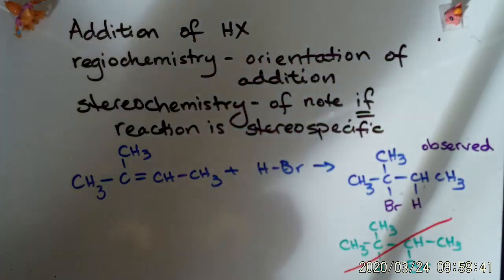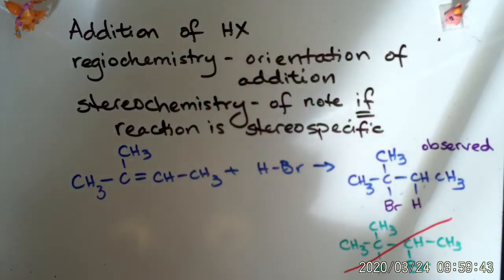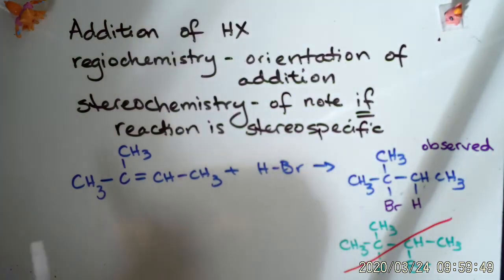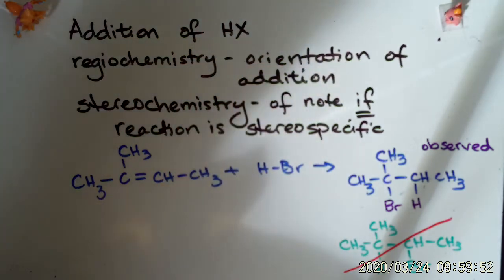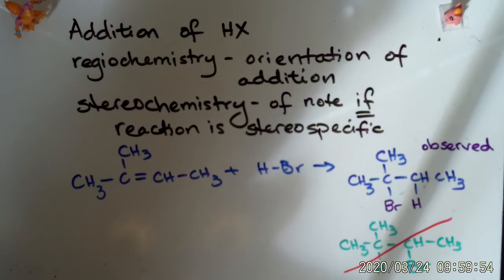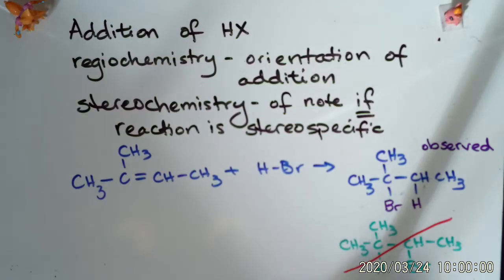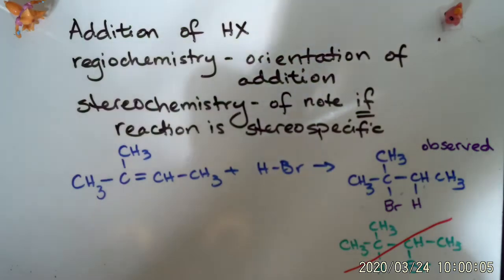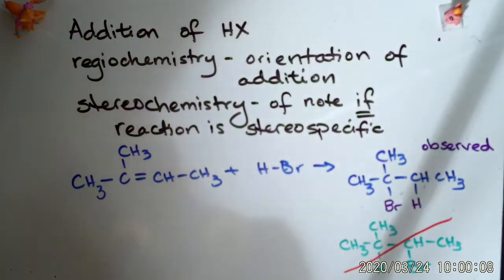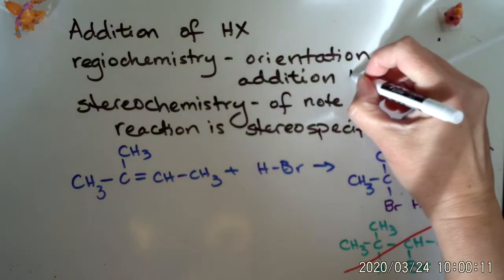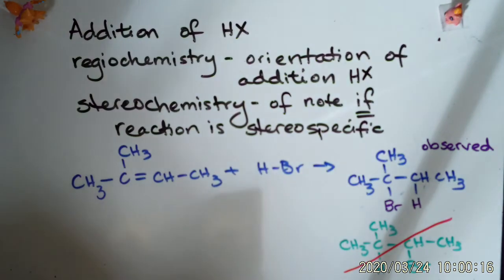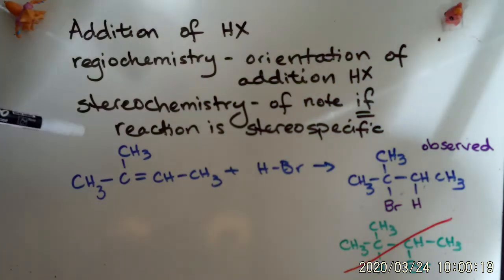Alright, let's spend some time on the electrophilic addition of HX, a hydrogen halide, across a double bond, an alkene. A couple things that we need to be aware of whenever we do electrophilic additions across an alkene. First is regiochemistry. That's going to be the orientation of the addition of HX. We'll see that it's going to be important for other systems as well.